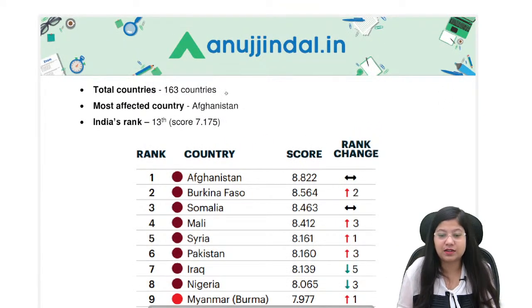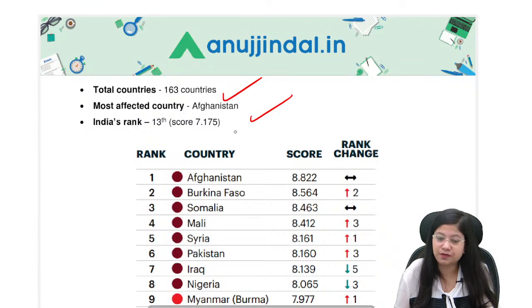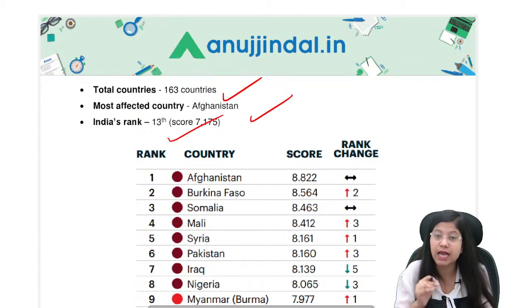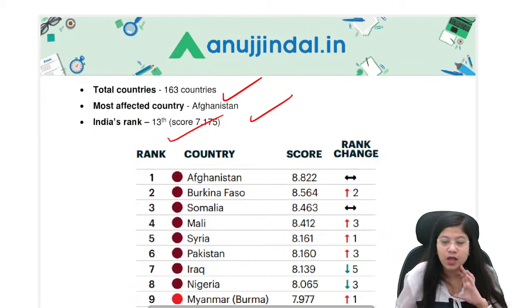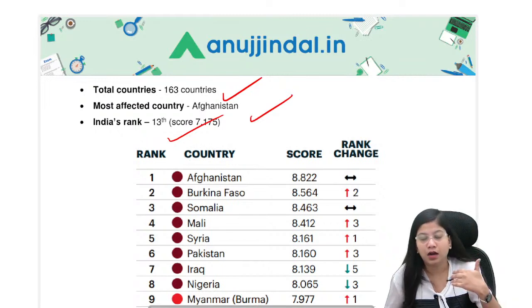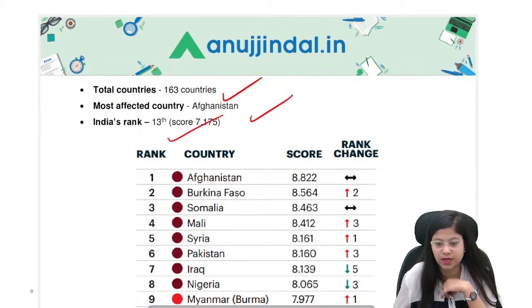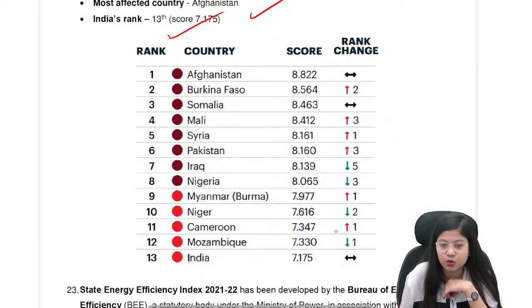So total countries 163. Most affected is Afghanistan. India's rank is 13th, which is very poor. Why? Because out of 163 countries, we are at the 13th position as far as terrorism is concerned. So clearly we are not performing very well as far as the terrorist activities are concerned in our nation. Okay? The score of India is 7.175.